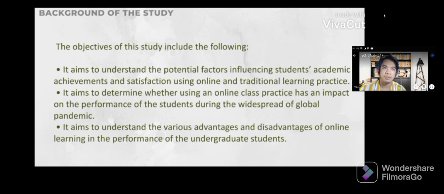Now, the objectives of our study include the following. First, number one, it aims to understand the potential factors influencing students' academic achievements and satisfaction using online and traditional learning practice. Number two, it aims to determine whether using online practice has an impact on the performance of the students during the widespread pandemic. And lastly, number three, it aims to understand the various advantages and disadvantages of online learning in the performance of the undergrad students.